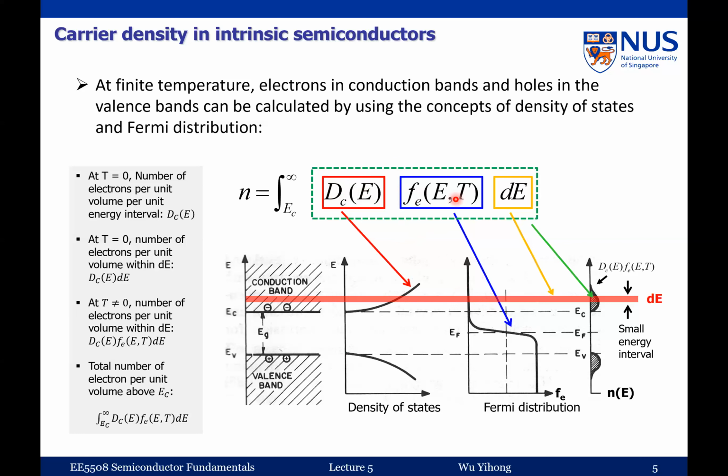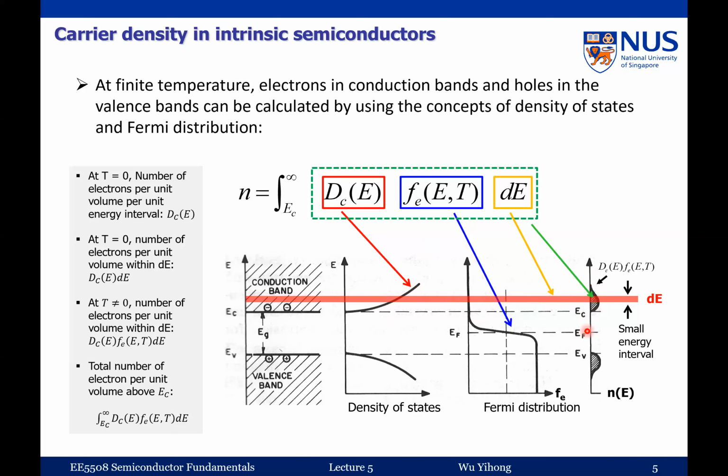So the number of electrons you have within that unit energy interval is simply the product of this one and this one, right? Although it looks like this probability is almost approaching zero, since the density of states increases with energy, the product will have this kind of distribution. So you can see here, all right?